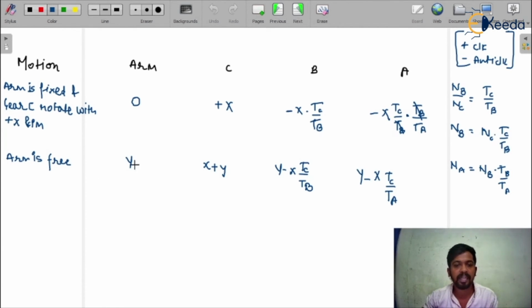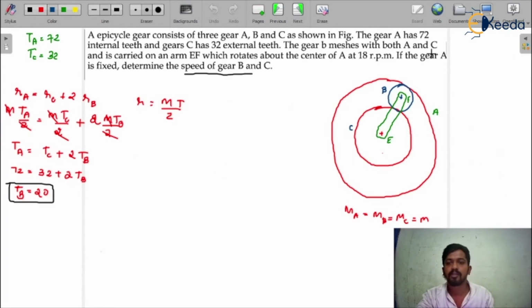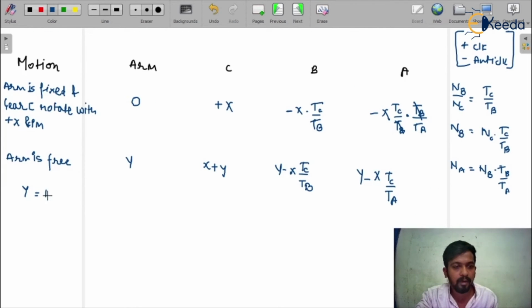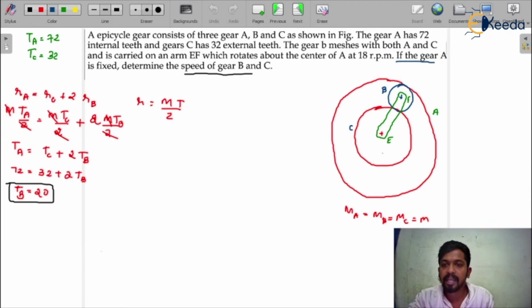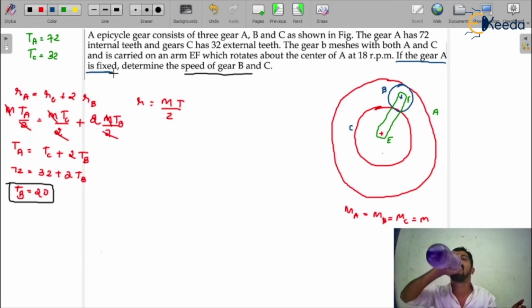In the procedure that we have ended, we have the arm rotation, that is y, which is given in the question as 18 rpm. However, it is not given whether it is anti-clockwise or clockwise, so you can generally assume it is clockwise, or plus 18 rpm. Now in the question, it is also given that gear A is fixed, and then we have to calculate the speed of gear B and gear C.